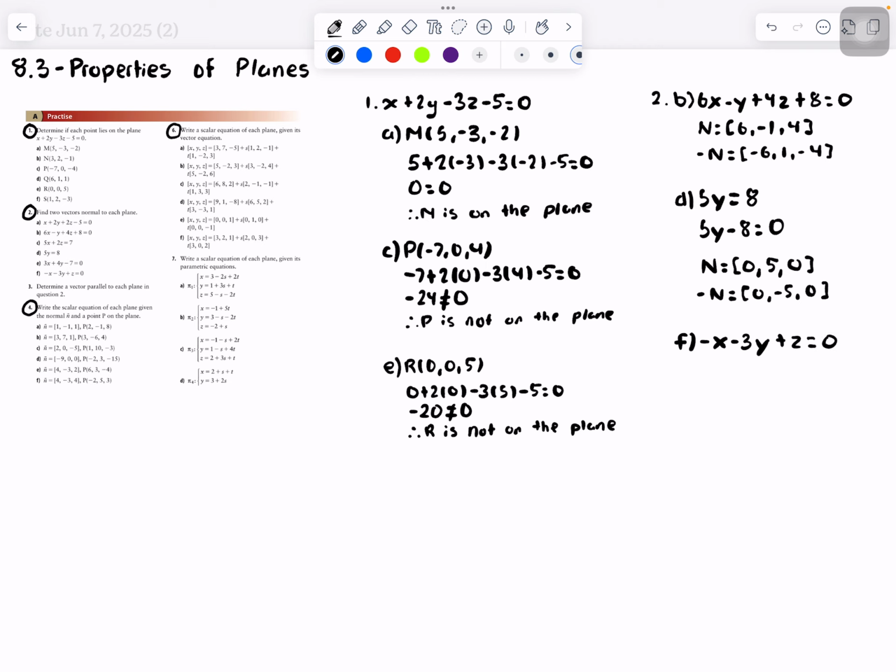And F. So for F, we have negative x, negative 3y, plus z equals 0. So then for n, we have negative 1, negative 3, 1, and then negative n would be 1, 3, negative 1. Okay. Moving on to question 4.